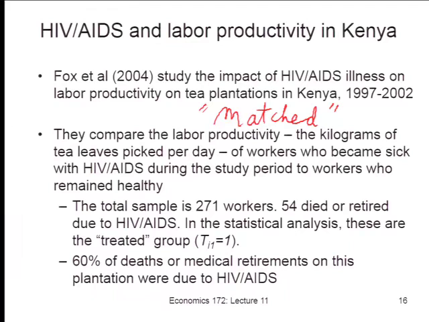Is HIV/AIDS very important here? Well, actually, 60% of all deaths or medical retirements of workers on this plantation were HIV/AIDS related. So this was a very salient health problem at this time on these plantations. A lot of the illness on the estate was due to HIV/AIDS.